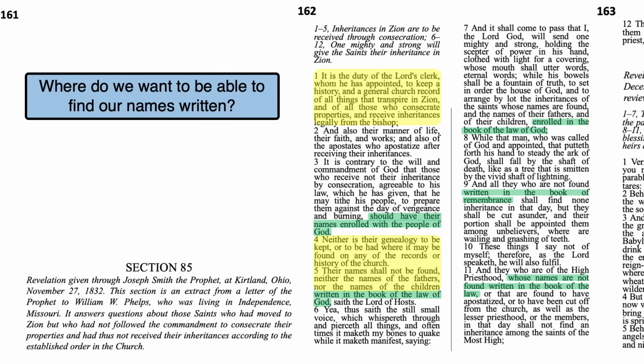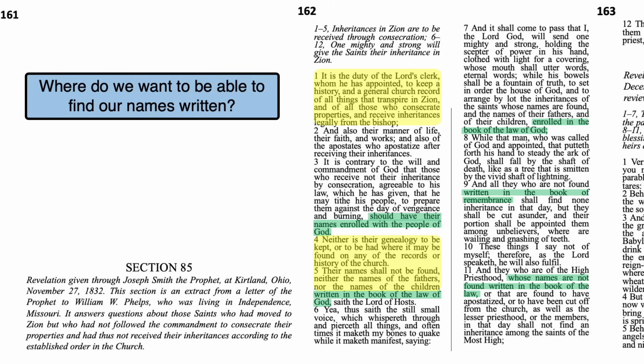Verse 8 says, while that man who was called of God and appointed, that putteth forth his hand to steady the ark of God, shall fall by the shaft of death, like as a tree that is smitten by the vivid shaft of lightning. Wow, what's he talking about here?